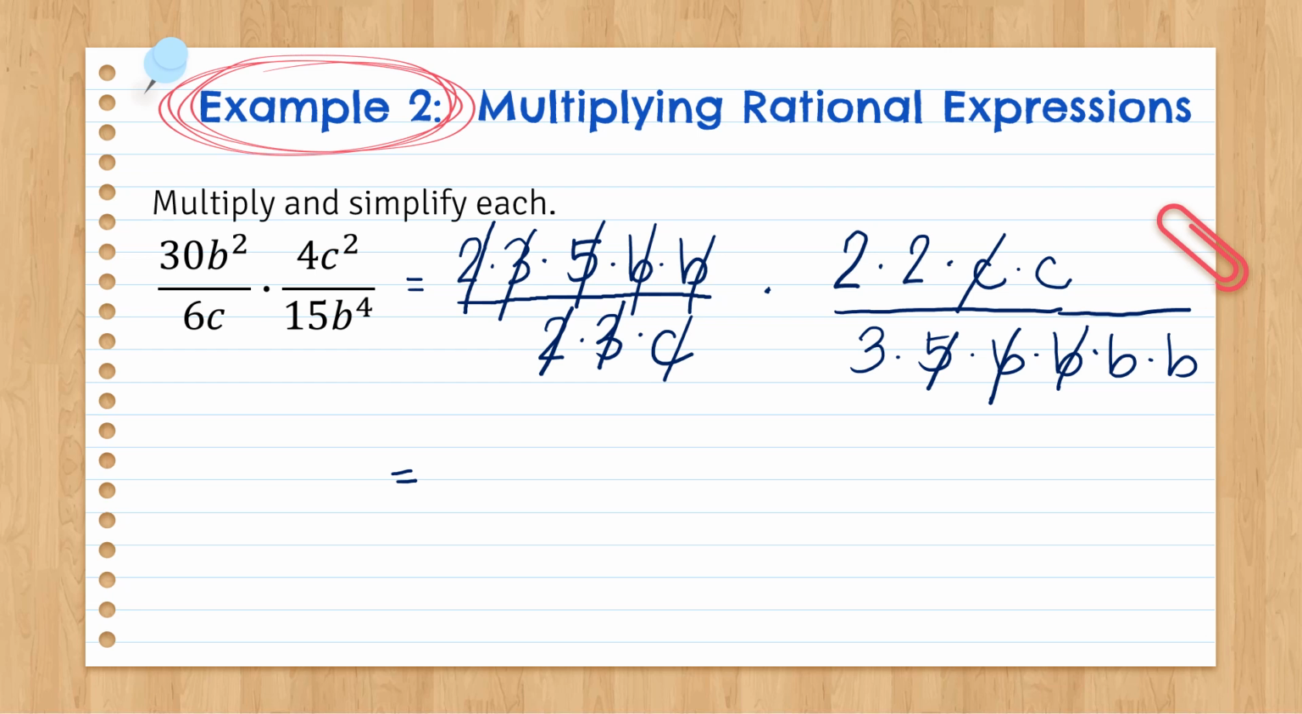So, 2 times 2 is 4. Times c, it's 4c. Over 3 times b squared, it's 3b squared. There is no other common factor, so this is our final answer.